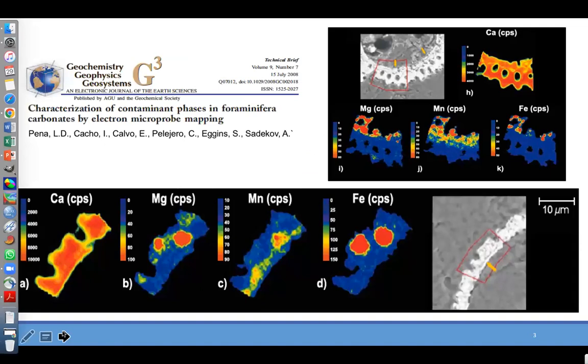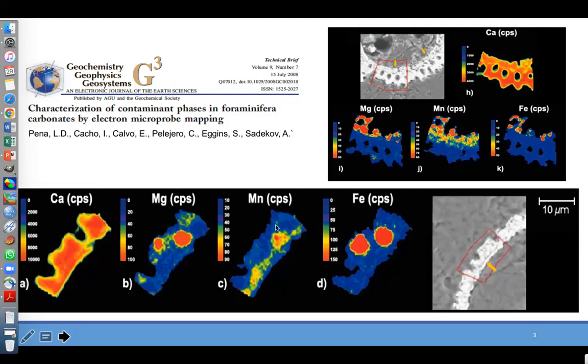But how are these authigenic oxides actually precipitated? In this work of Pena and co-authors, doing electron mapping, they are showing that we have this precipitation not exactly covering the shell. We have it in the inner part of the shell, where you have an increase in concentration and CPS of manganese and also iron. And we also have some presence of these warm colors around the pore. So this means that we can also have precipitation of oxides in the pores.